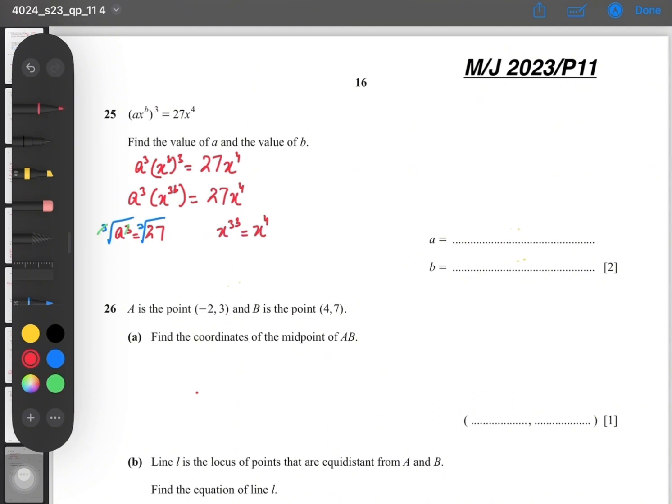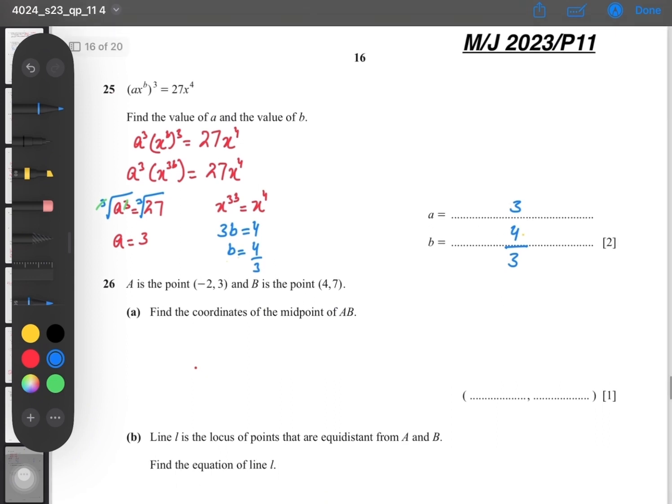So the answer is a is equal to 3. If I solve x raised 3b is equal to x raised 4, bases are same, so powers are same. So it is 3b is equal to 4. And if I solve it for b, it is 4 over 3. So value of a is 3 and value of b is 4 over 3.